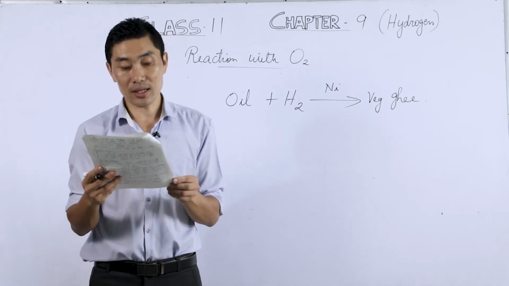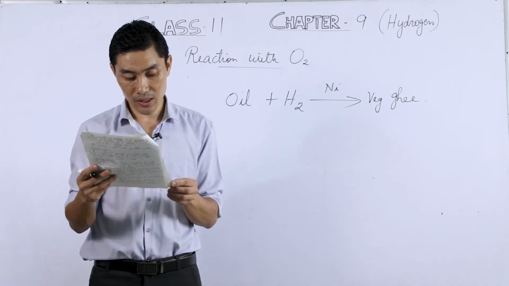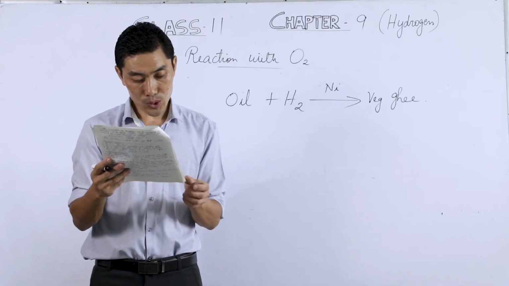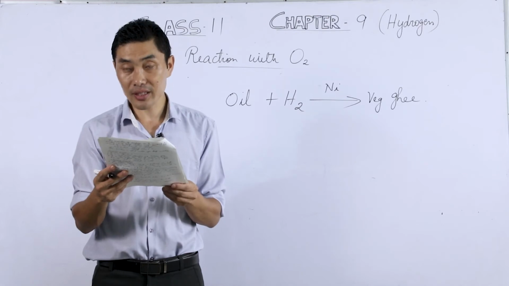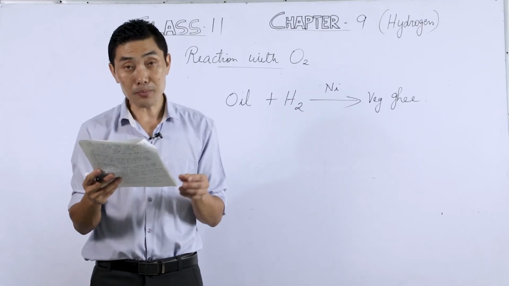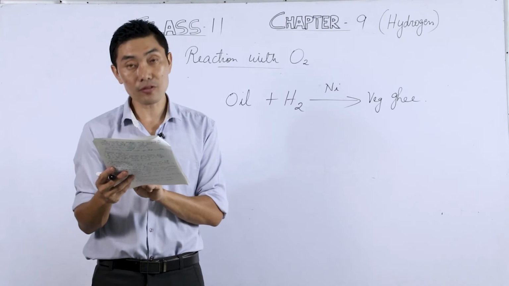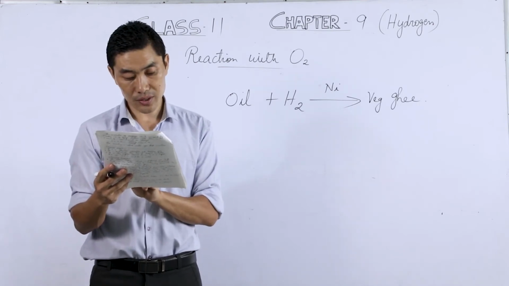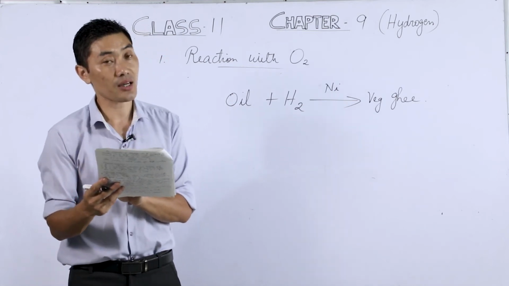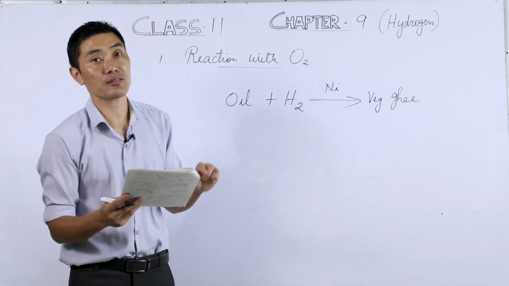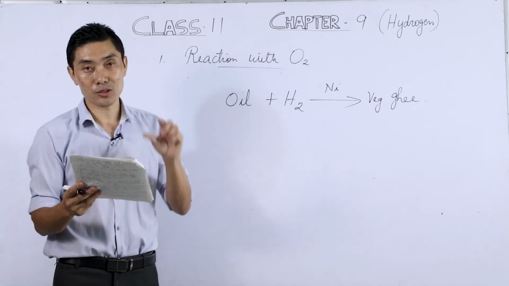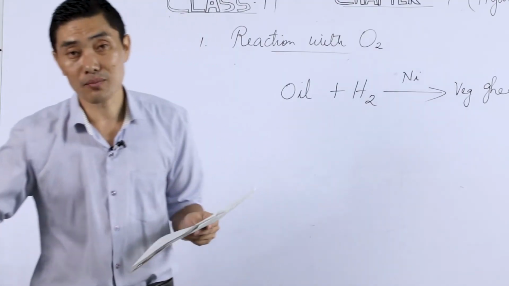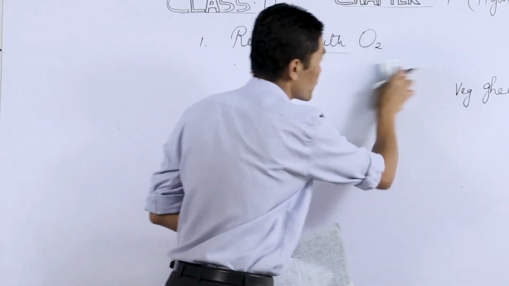It is also used as a rocket fuel in space research and for reducing heavy oxides to metals. It is used in fuel cells for generating electrical energy. And it has many advantages over conventional fossil fuels. It does not produce any pollution and releases greater energy per unit mass of the fuel. That means hydrogen has a very high calorific value. A small amount of it can generate a lot of energy. So those are some uses of this dihydrogen.